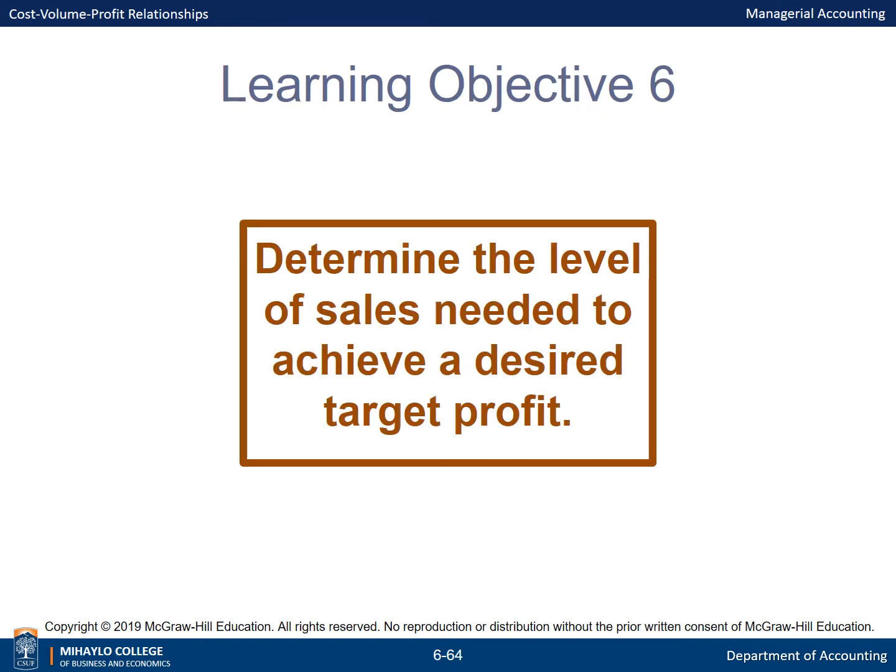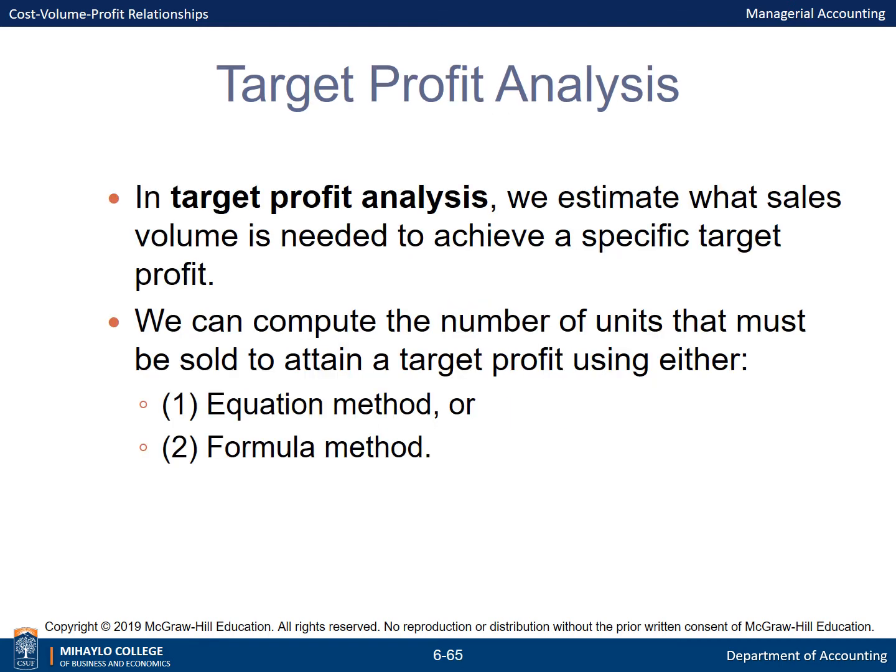Learning Objective 6 is to determine the level of sales needed to achieve a desired target profit. In target profit analysis, we estimate what sales volume is needed to achieve a specific target profit. We can compute the number of units that must be sold to attain a target profit using either the equation method or the formula method.